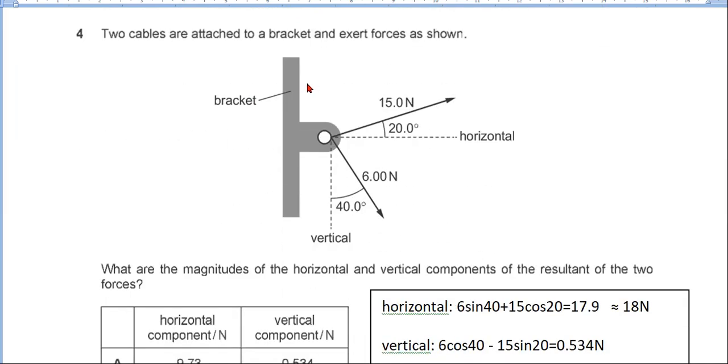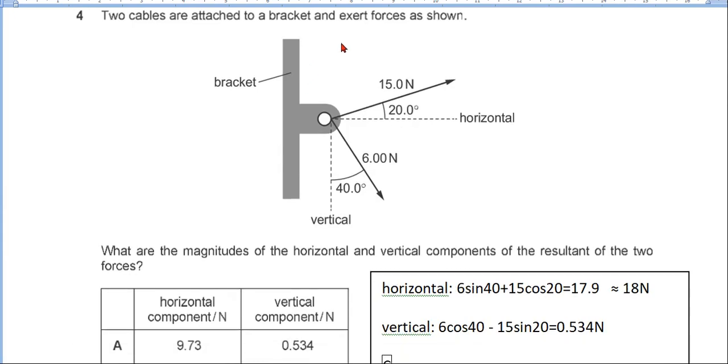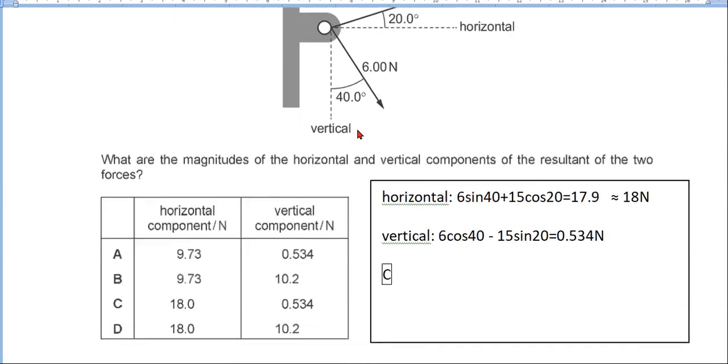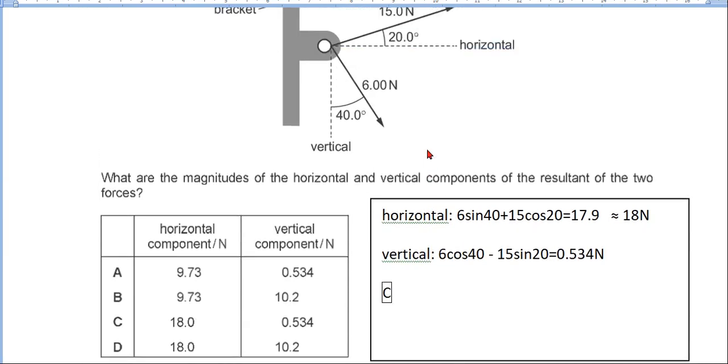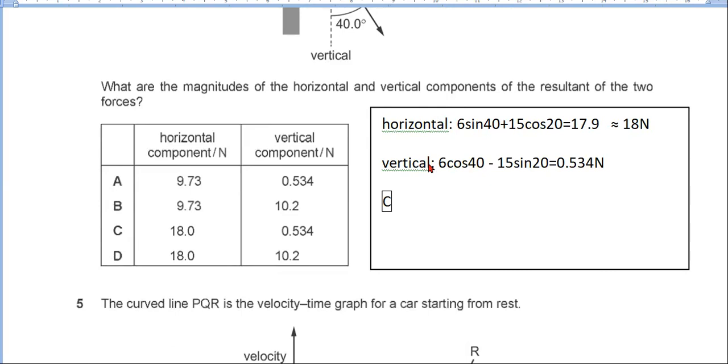Here we see two forces acting on a bracket. You should resolve each force into horizontal and vertical components and add them, or subtract if they are opposite. So after calculations, including trigonometry, we get answer C. Attention, for the vertical resultant force, you need to subtract forces because they are opposite. For horizontal, you should add components because they are in the same direction.